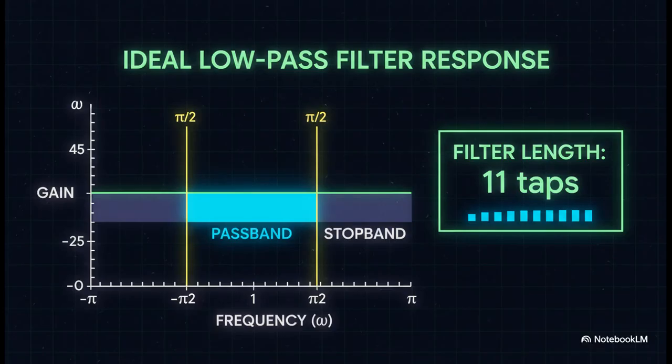So here are our design specs. We want a low-pass filter that lets everything through between -pi/2 and pi/2. And for our compromise, our truncation, we're going to limit the filter to a length of 11 taps. You can just think of taps as coefficients or little memory slots. This gives us a filter order of 10.